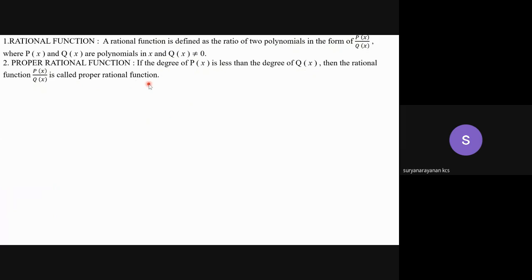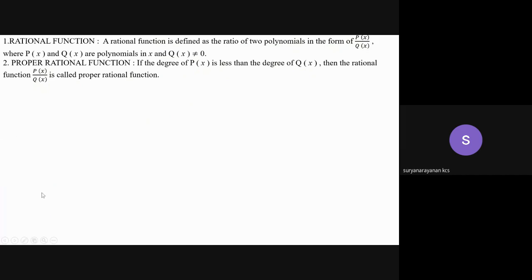It is similar to a proper fraction, which you studied in earlier classes, where the numerator is a smaller number than the denominator. In this case, we compare the degree of the numerator and the degree of the denominator. If the degree of the numerator p of x is less than the degree of the denominator q of x, then p of x by q of x is called a proper rational function.